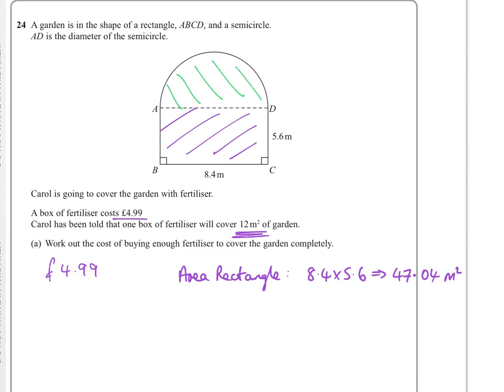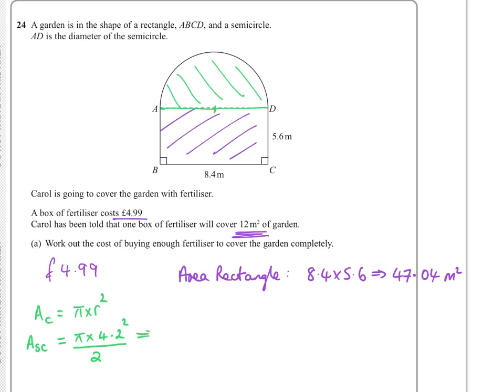semicircular part. Now we know the area of a circle is pi times the radius squared. If we were looking at the whole circle here, we'd have pi times the radius, which would be half of this diameter, 8.4. So that would be 4.2 squared. That would be the area of the whole circle, but we only want the semicircle. So we're going to divide that by 2, and that will be the area of the semicircle.